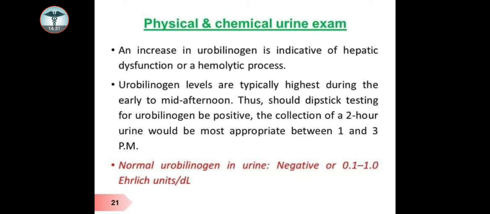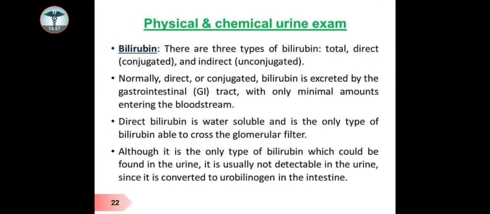Urobilinogen levels are typically highest during the early to mid-afternoon. Thus, should dipstick testing for urobilinogen be positive, the collection of a 2-hour urine would be most appropriate between 1 and 3 p.m. Normal urobilinogen in urine is negative or 0.1 to 1 unit per dl.